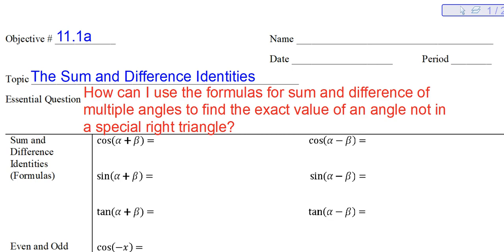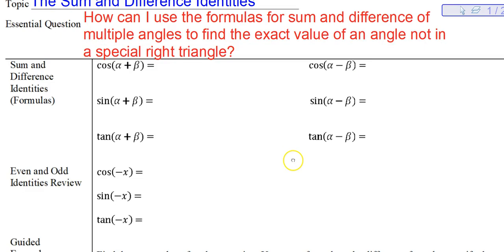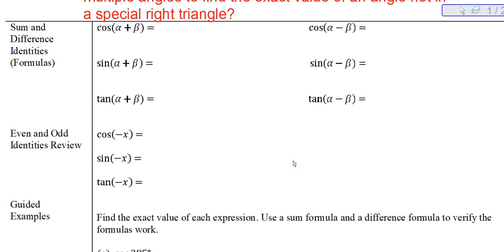So what you have to do is break that angle into two different angles that are on your unit circle or are on your exact value sheet. So I don't have time today to teach you why these formulas work, but I will post a video on Canvas if you're curious to know not just how to use the formulas, but why they actually work, okay?